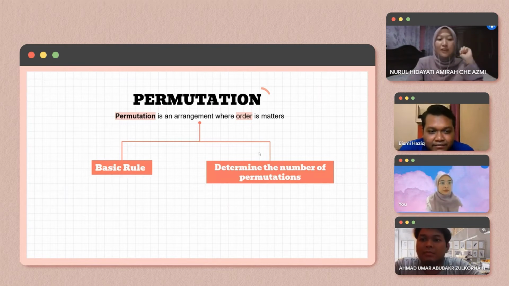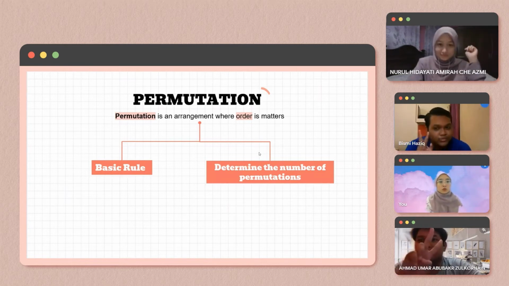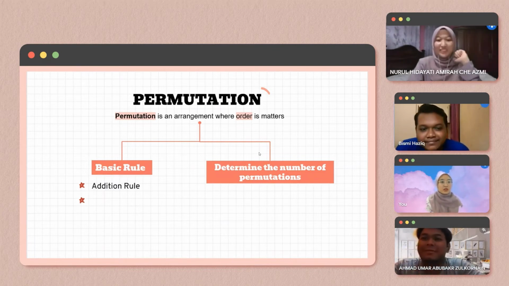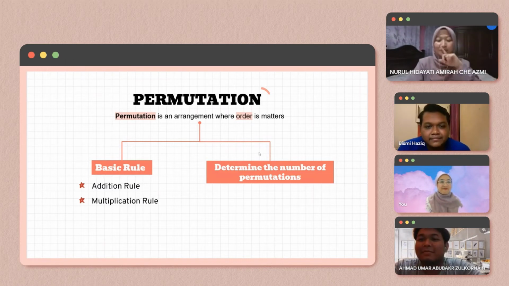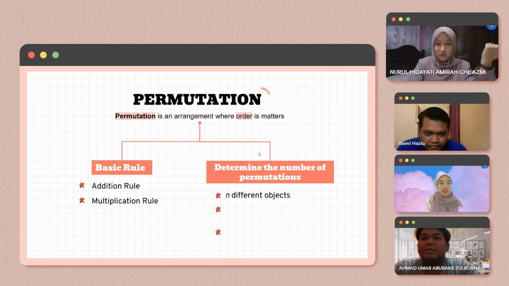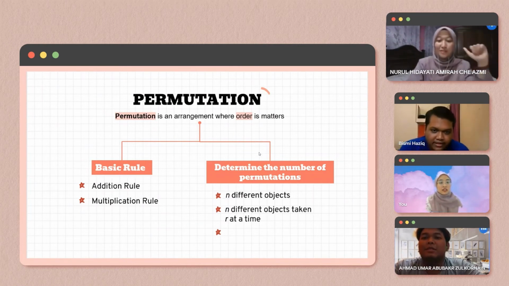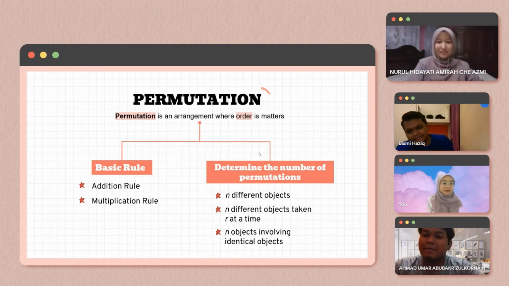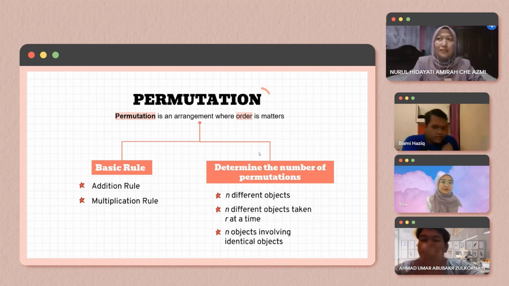The basic rules have how many rules? Two. What are they? Addition and multiplication. Good. And the second objective, how many situations? Three: all different objects, different objects taken some at a time, and involving identical objects. Okay, good. Does everyone understand what we learned today?